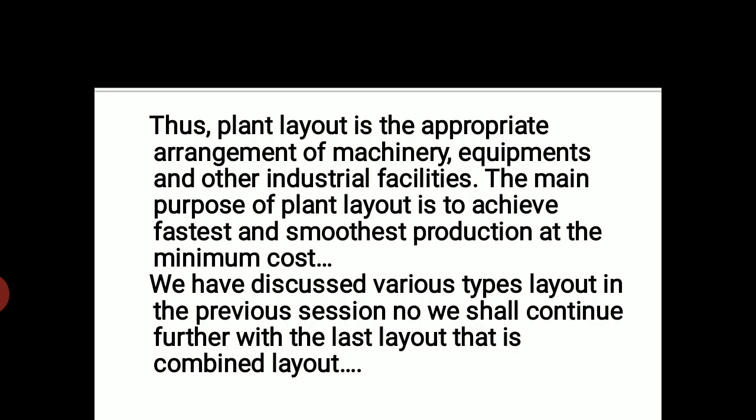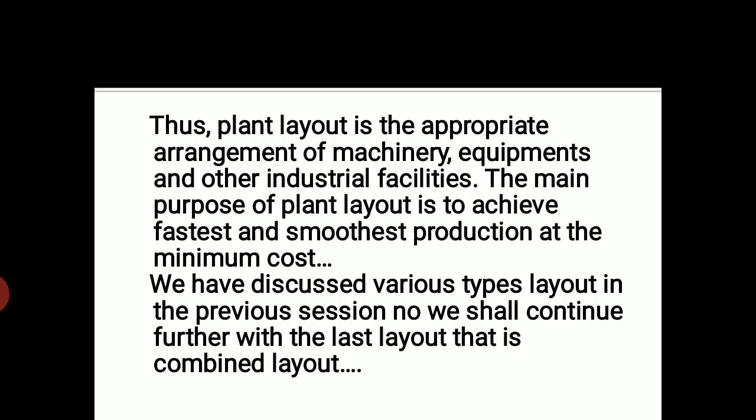Thus, let us revise one more time what we have done up till now, and then go ahead. Plant layout is what? It is an appropriate arrangement of machineries, equipments and all other industrial facilities which are required by the manufacturer to manufacture the goods. What is the main purpose of plant layout? The main purpose is to achieve the fastest, the smoothest production with the minimum cost.